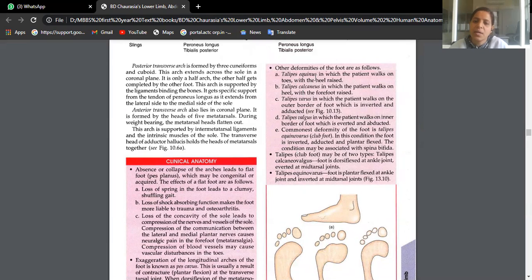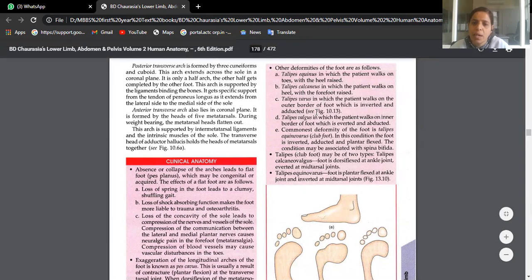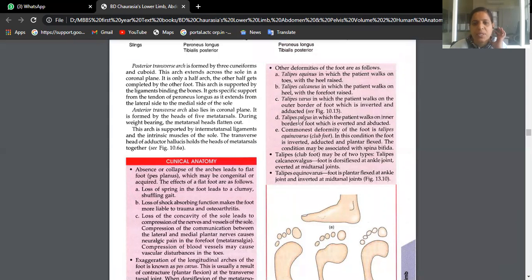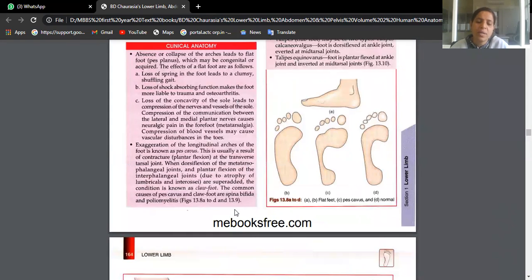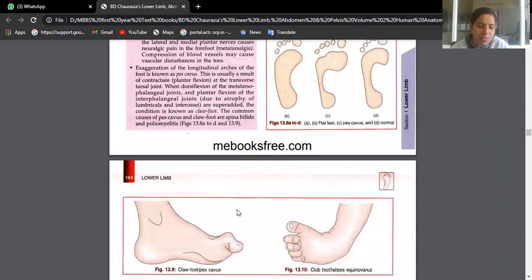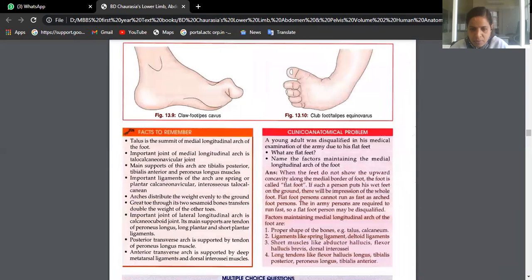With heel raised, generally in polio cases we see this. Talipes calcaneus, where the patient walks on the heel with the forefoot raised. Talipes varus, in which the patient is walking on the outer border of the foot, which is inverted and adducted. Valgus is the opposite. The patient walks on the inner border of the foot, which is everted and abducted. So like that, we have so many deformities, and of course, shoes are available to support any of these types of deformities.